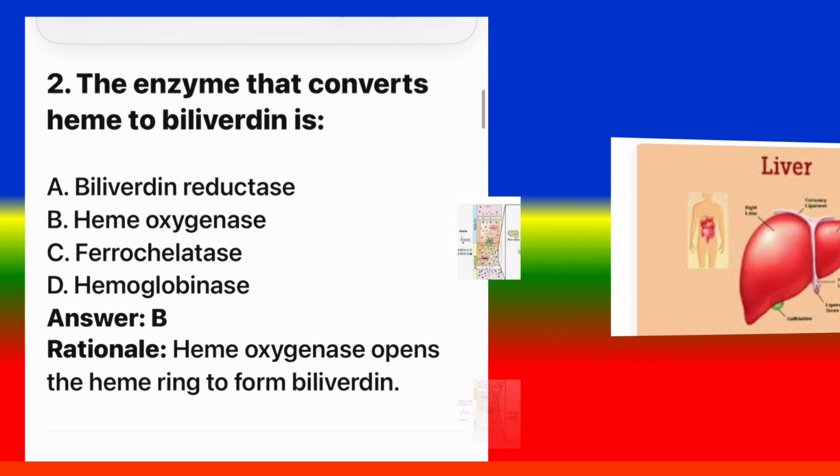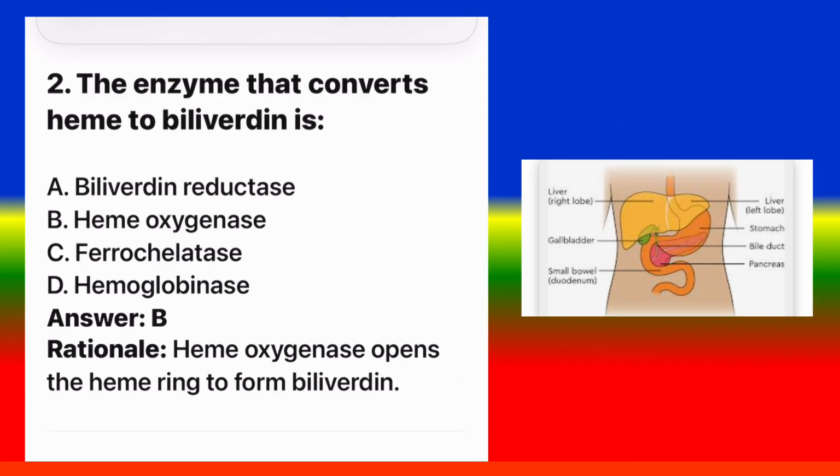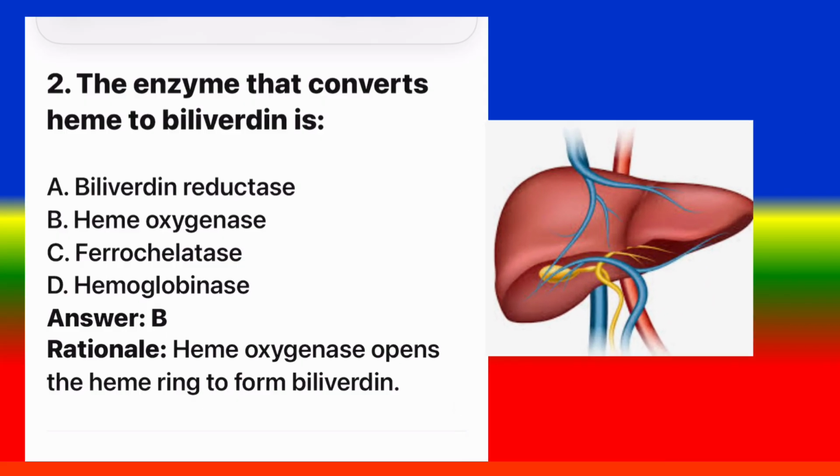2. The enzyme that converts heme to biliverdin is: A. Biliverdin reductase, B. Heme oxygenase, C. Ferrochelatase, D. Hemoglobinase. Answer B. Rationale: Heme oxygenase opens the heme ring to form biliverdin.